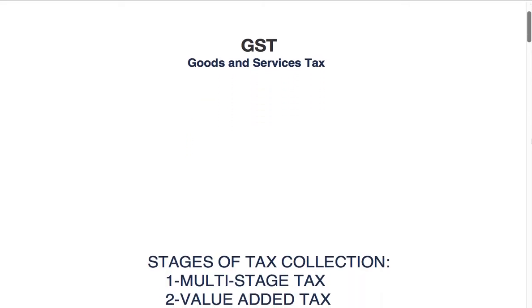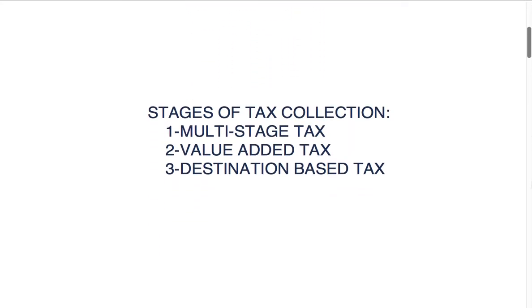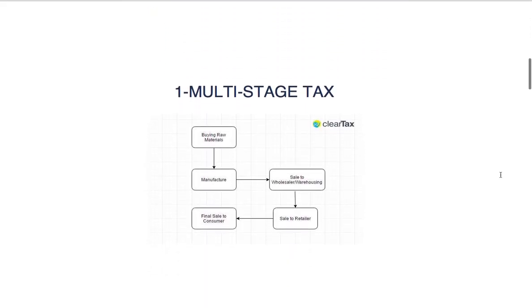So, to understand that, we need to understand three stages of tax collection according to the new GST system. First is the multi-stage tax, second is value-added tax, and third is destination-based tax. So, what is multi-stage tax?